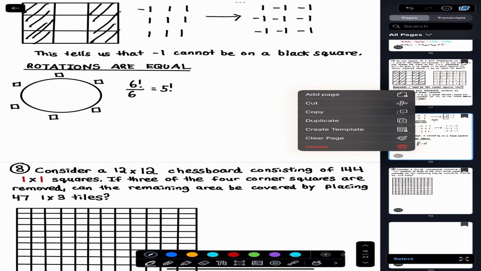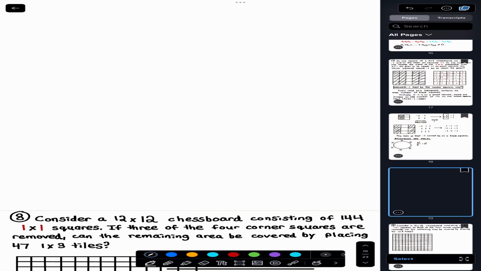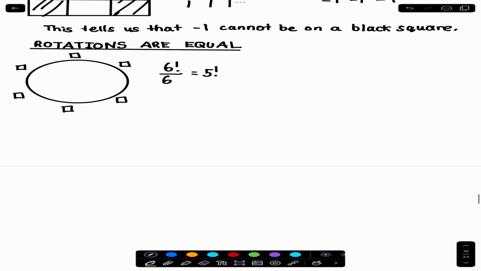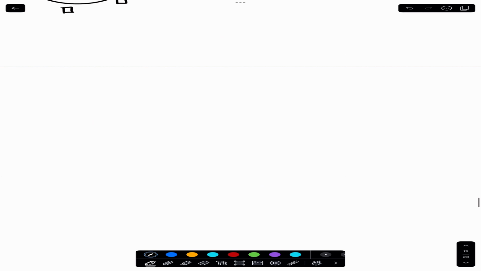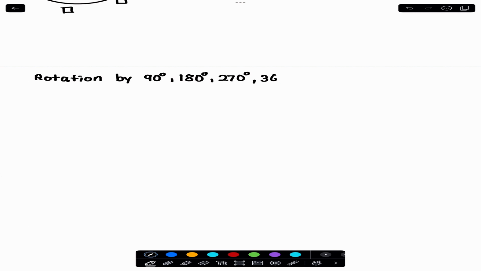And I'm actually going to add another page. I underestimated how much space we would need for this problem, clearly. Anyways, when we consider all possible rotations, etc., we see negative 1 can only be on the central square.